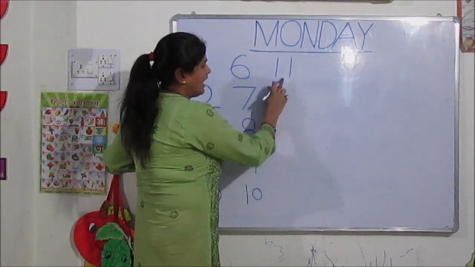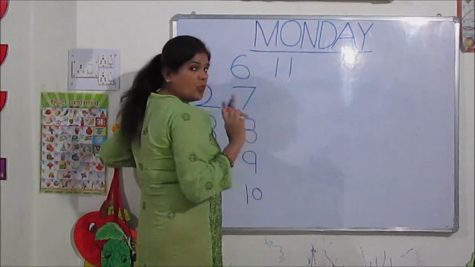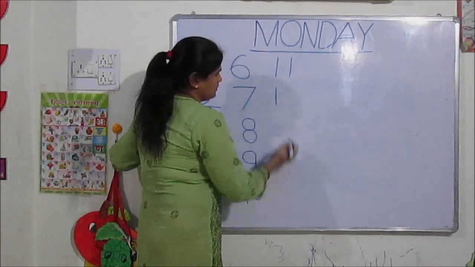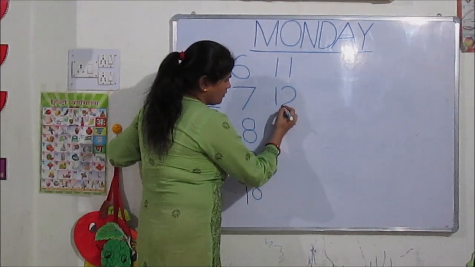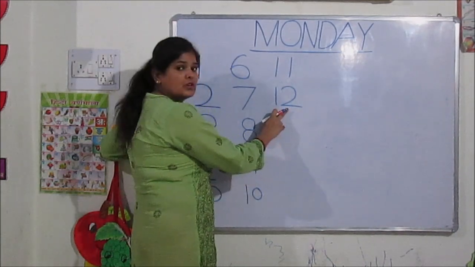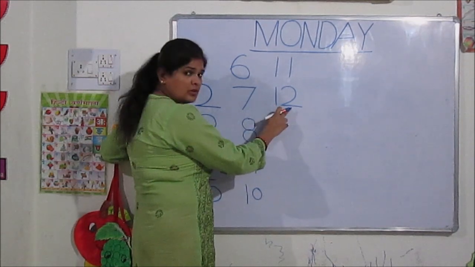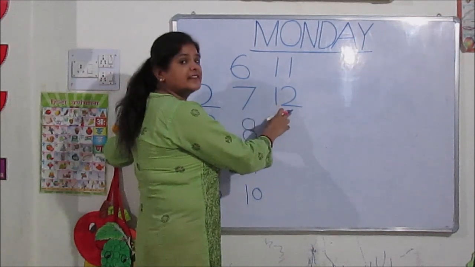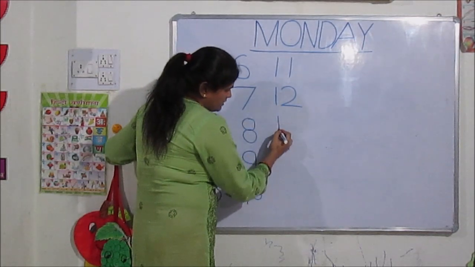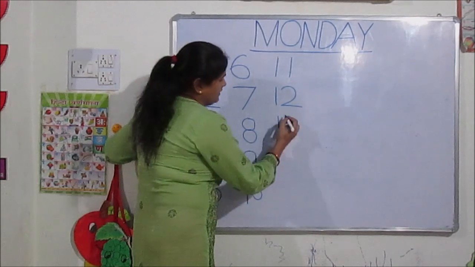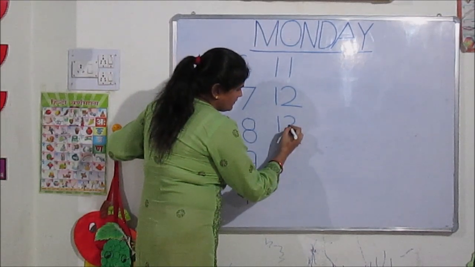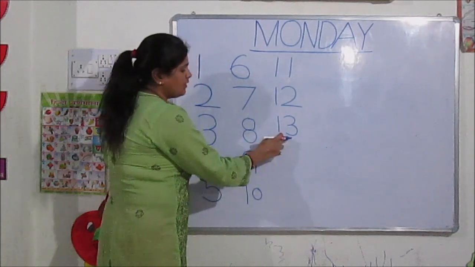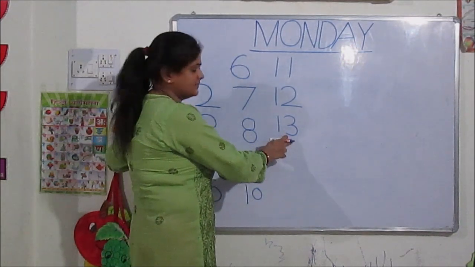11. After 11, 12. 1, 2, 12. Which number? 2. After 12, 13. Which number? 1. Curve line, curve. Which number? 3. 1, 3, 13.